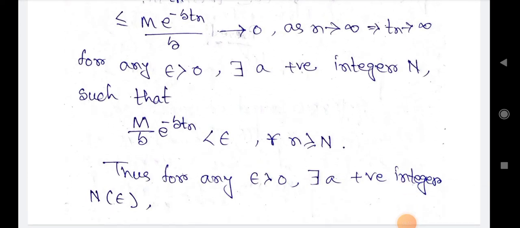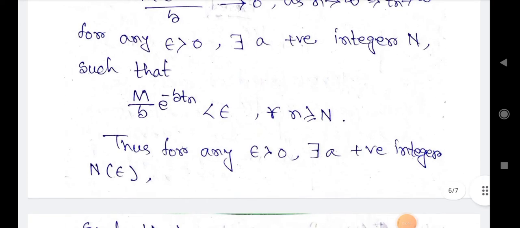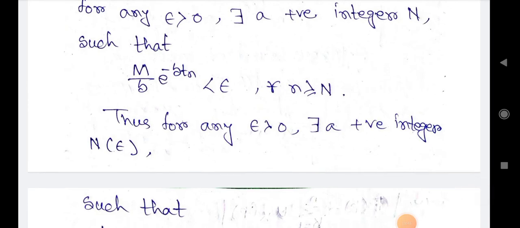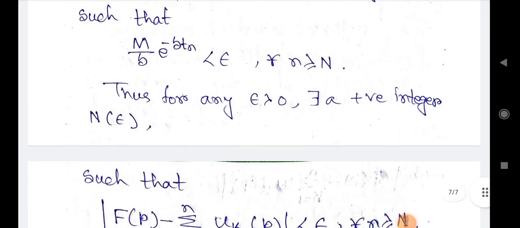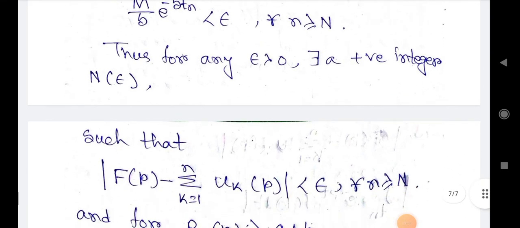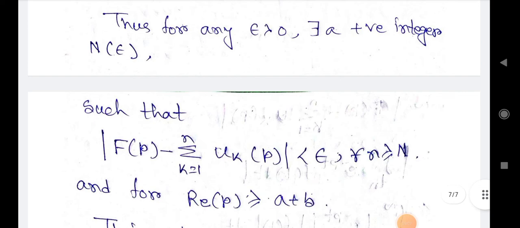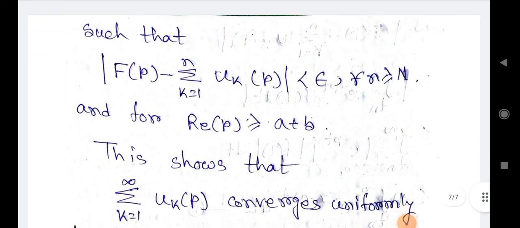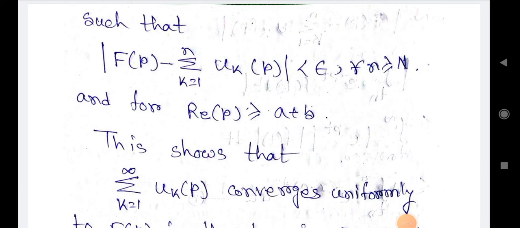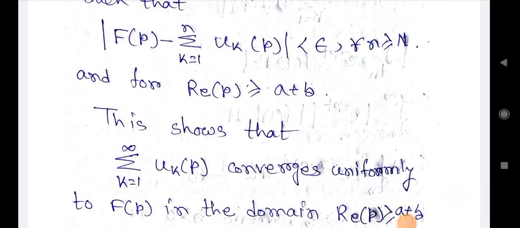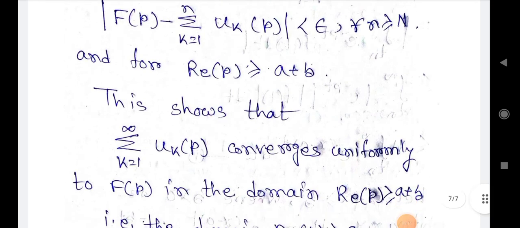For any epsilon greater than 0, there exists a positive integer N such that M by delta e to the power minus delta tn is less than epsilon for all n greater than or equal to capital N. Thus, for any epsilon greater than 0, there exists a positive integer N(epsilon) such that mod of capital F(p) minus the summation k equals 1 to n of u_k(p) is less than epsilon for all n greater than or equal to capital N, and for real p greater than or equal to a plus delta.